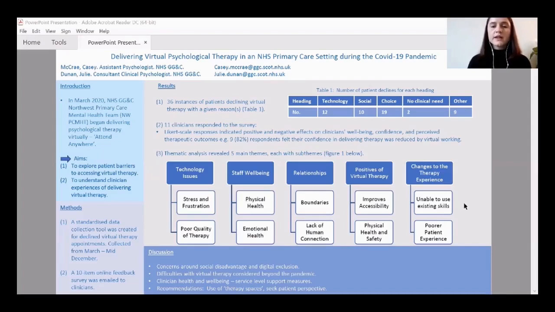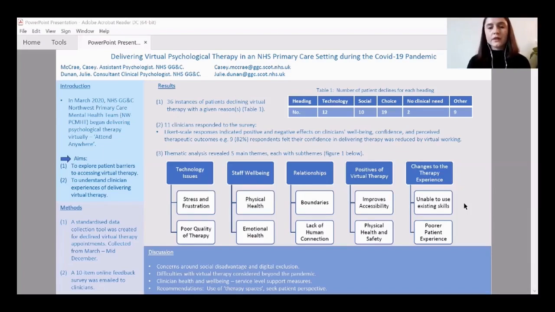And this is where clinicians acknowledged the positives of virtual therapy, but they also discussed the fact that the therapeutic relationship and the quality of therapy was a lot poorer in comparison to face-to-face therapy. In terms of the patient's quality of technology affecting therapy, as well as barriers in accessing technology or a private space, raised concerns around social disadvantage and digital exclusion, where patients from lower socioeconomic groups might face these difficulties the most.